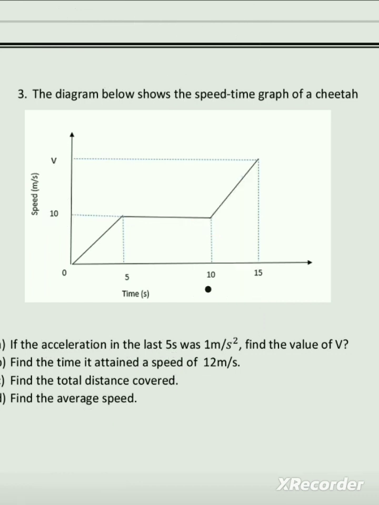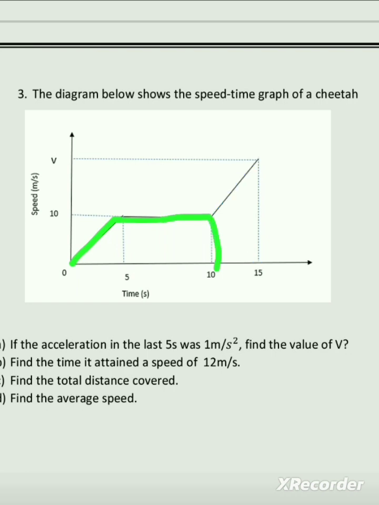So between 10 and 15, it was 12 seconds when the speed was also 12 meters per second. Question C, find the total distance covered. Total distance, we need first to identify the shape. So the first shape I can see is this, which is a trapezium. I can also see this, which is also a trapezium.